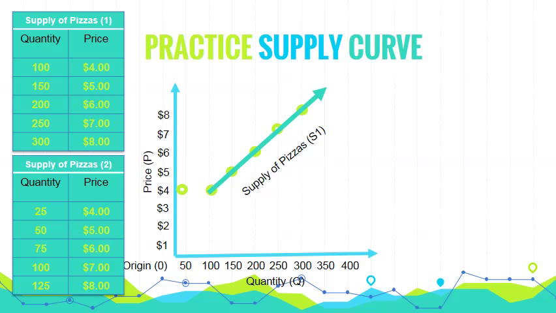The cost of production has increased. Therefore, the amount that we're willing to supply at each price has decreased. So at $4, we're only willing to sell 25 pizzas. We graph that. At $5, we're only willing to sell 50. At $6, we can only sell 75. At $7, we're looking at selling 100. And at $8, we're only selling 125. We graph that, we label that. That's our supply of pizzas number two.